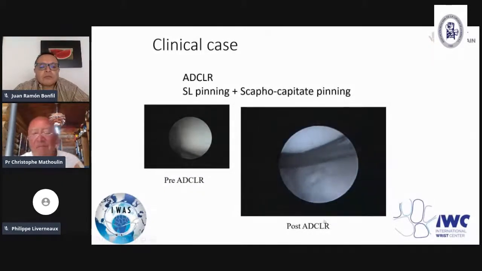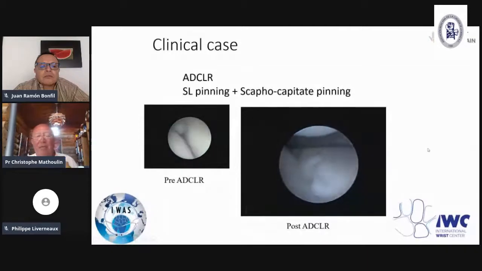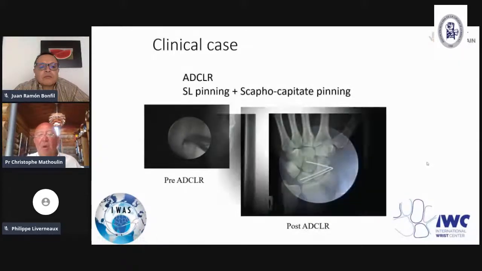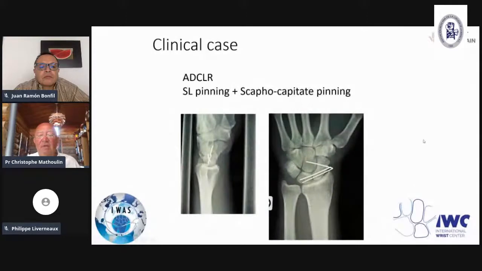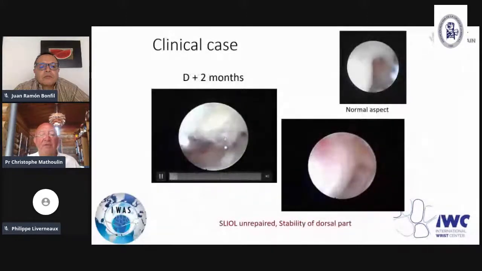I won't be satisfied with the stability obtained, but now I don't put any. I didn't put any Kawa, but in this case I decided to. It was a professional tennis player, so I decided to put some Kawas, and you see the quality of reduction. And when I remove the Kawas, it's really interesting.